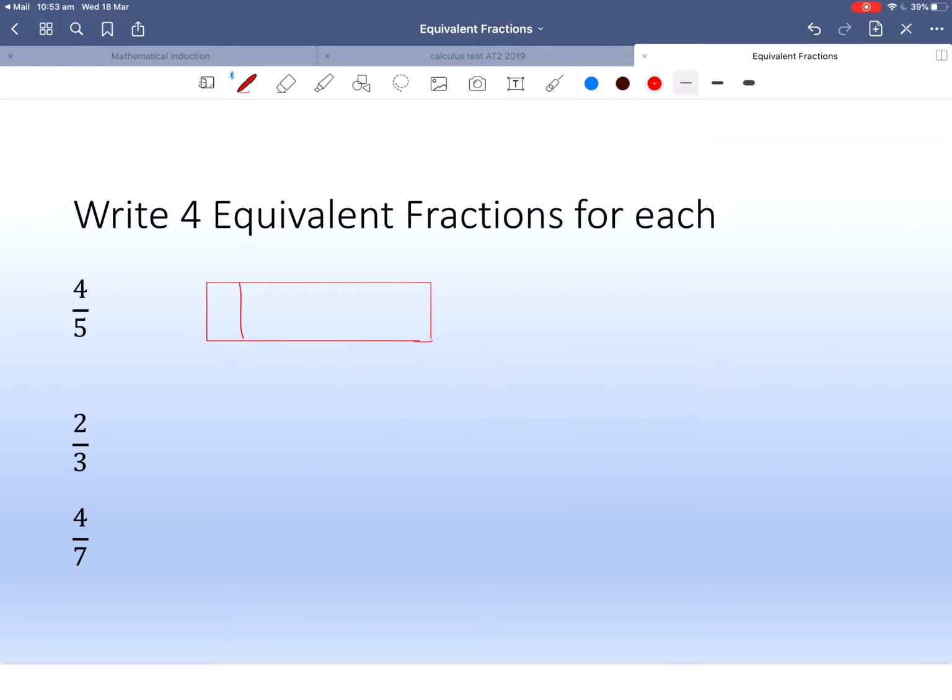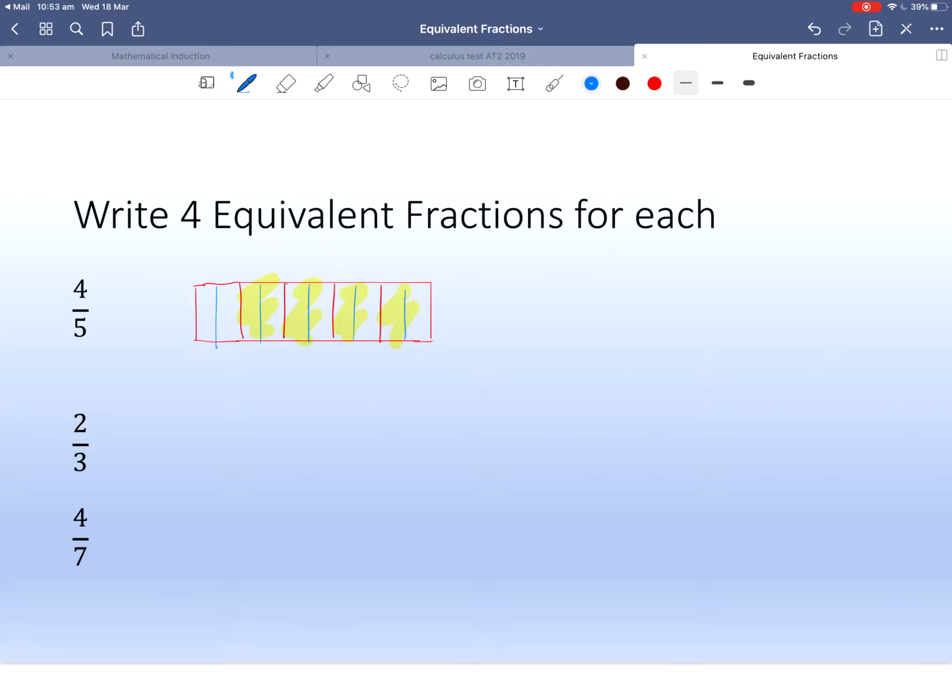All right, so they look roughly the same. I think this one needs to be extended a bit more. So let's make that one a bit bigger. All right, so we've got 5 equal bits. 4 out of 5 is just this, okay? But what if I did this? What if I cut everything in half?